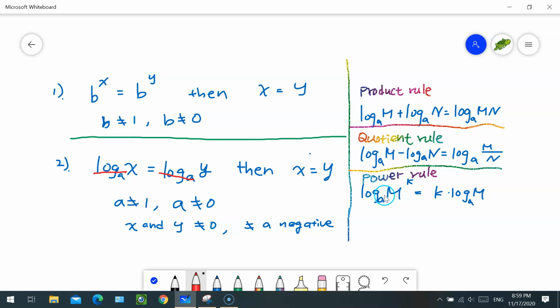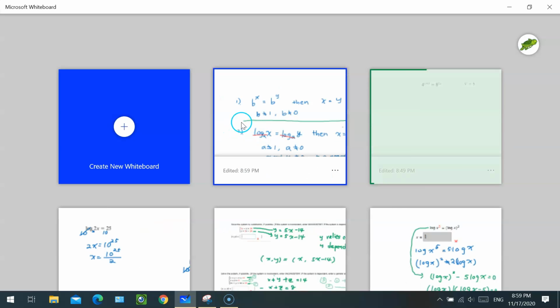Power rule: we have log base a of n with the degree power k. Once you have the logarithm here, this k we can swing to the front of the log.